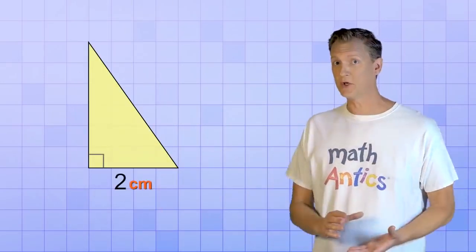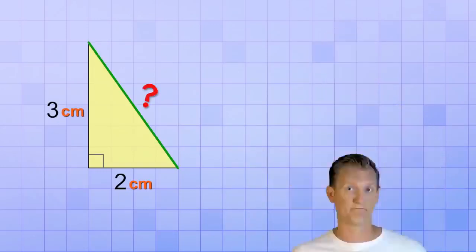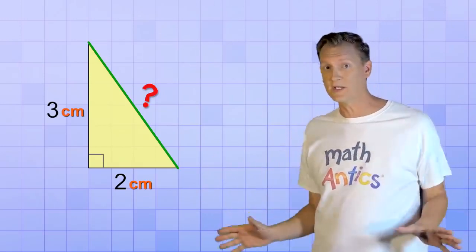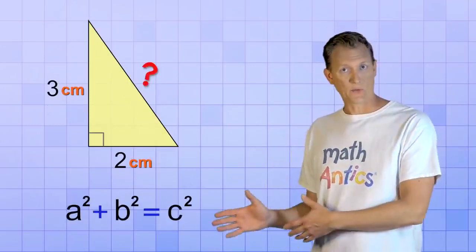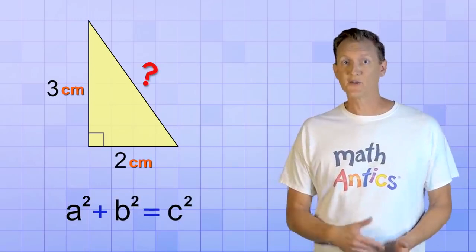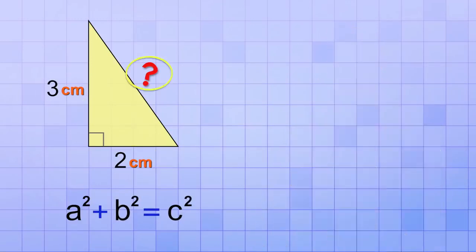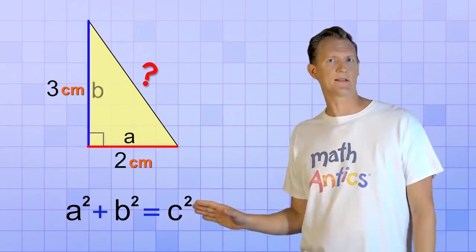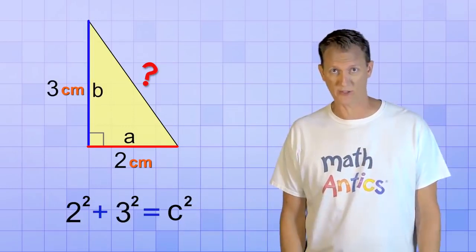For example, imagine that you have a right triangle that's 2 centimeters long on this side and 3 centimeters long on this side, but we don't know how long the hypotenuse is. No problemo. The Pythagorean theorem tells us the relationship between all three sides of any right triangle, so we can figure it out. We know that a squared plus b squared equals c squared, so let's plug in what we do know into that equation and then solve it for what we don't know. Again, it doesn't matter which of the two legs is called a or b, so let's just label them like this and then substitute 2 for a and 3 for b in the Pythagorean theorem equation.